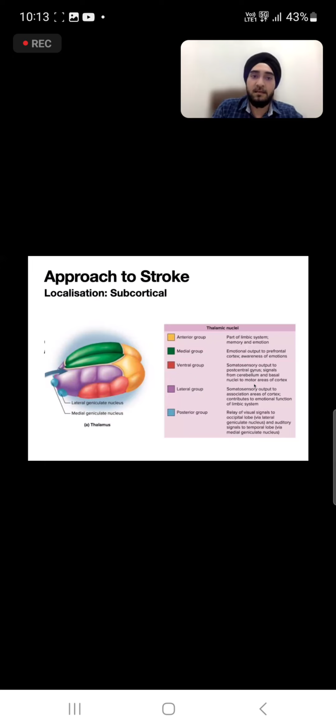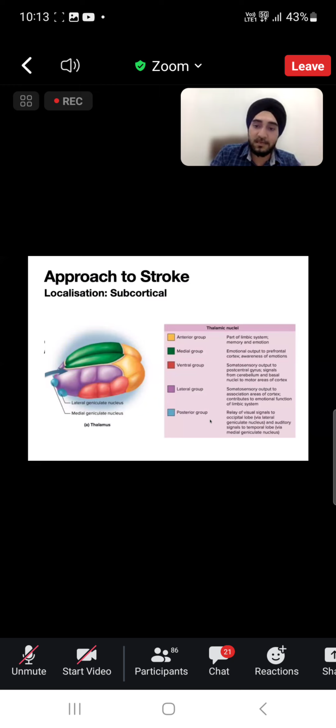But having said that, you guys should know that there is an anterior group of nuclei, which is a part of the limbic system. And thalamus plays a role in memory and emotion as well. There is a posterior group which relays the visual signals to the occipital lobe and the auditory signals to the temporal lobe. So a patient might present to you with these symptoms as well in a thalamic infarct.